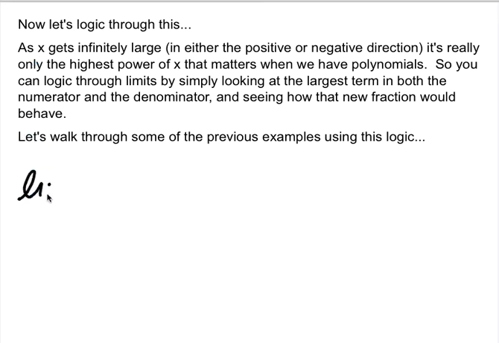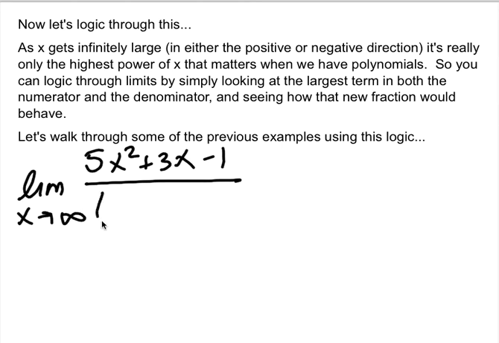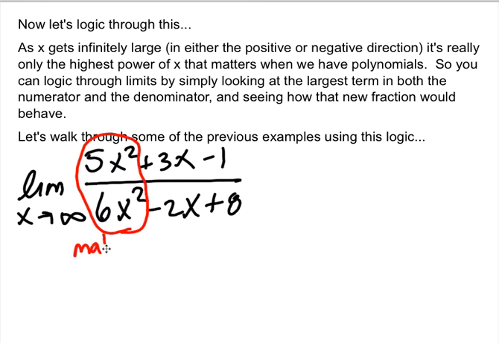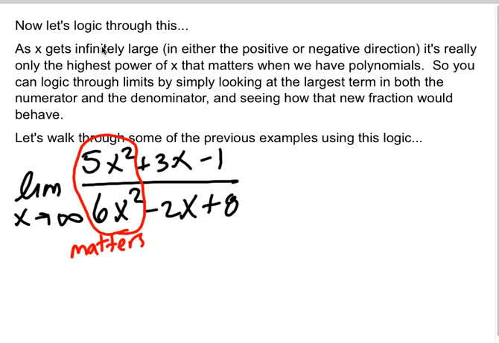Let's say that I'm looking at the limit as x approaches infinity of 5x squared plus 3x minus 1 over 6x squared minus 2x plus 8. My argument is that all that really matters is this. So this is what matters, right? Because with infinite values, infinity squared is so much larger than a regular infinity, which is so much larger than a single 1 by itself, that this stuff doesn't matter. So I can't say that this whole expression is equal to 5x squared over 6x squared. That would be a lie.